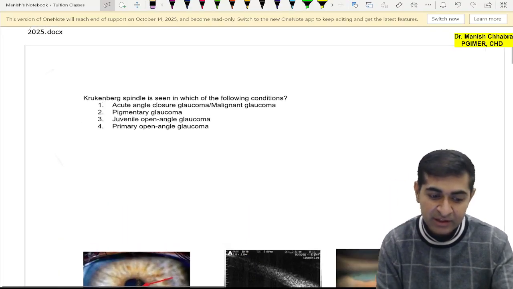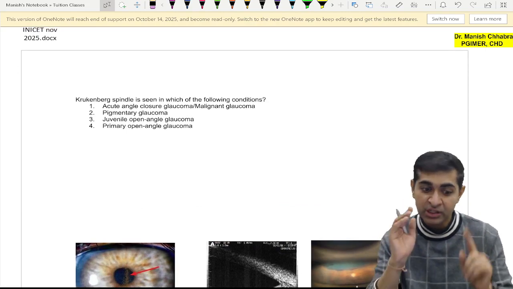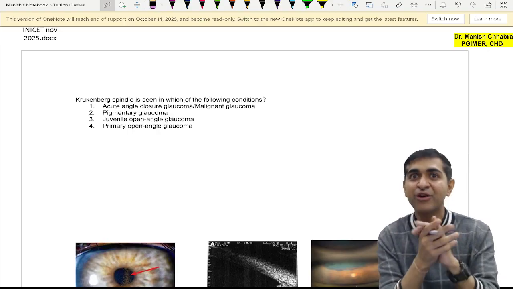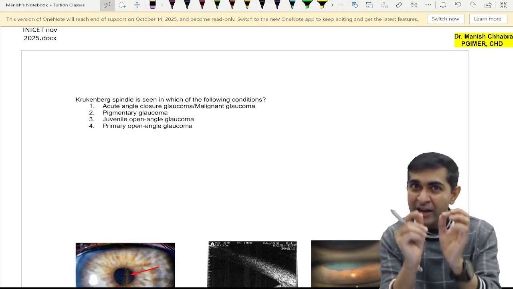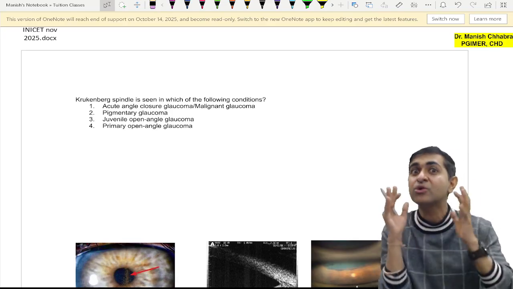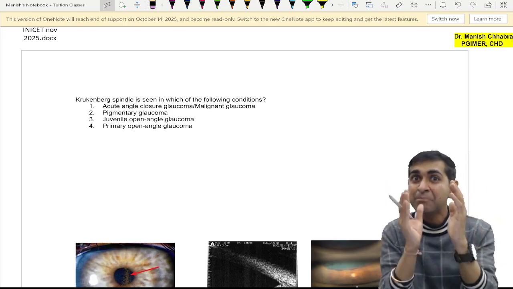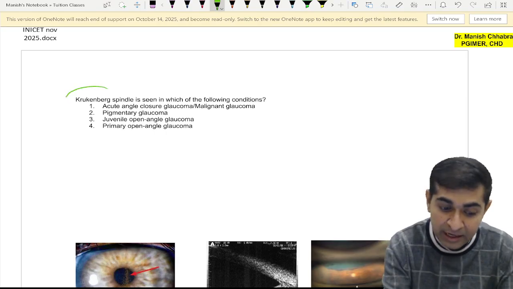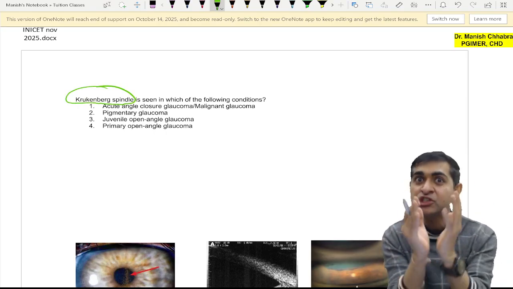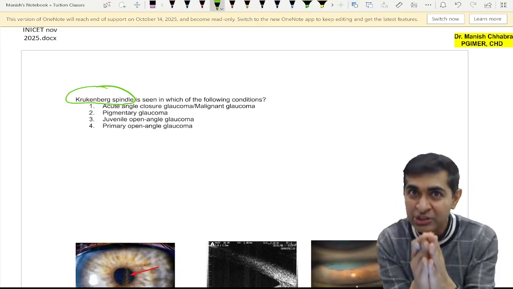So starting with the very first question, that is, Krukenberg spindle is seen in which of the following conditions? Now whenever such a question comes, it appears to be a single liner, but there is a lot of concept which is hidden behind this. So what is your Krukenberg spindle? Krukenberg spindle is the pigment deposition on the corneal endothelium, right?